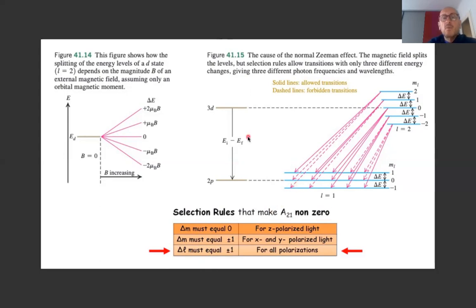How does that come about? Well, this is the D state and this is the P state. So they can always be transitioned between this state and this state, because that will mean that delta L is equal to 1, no, delta L is equal to -1. Why is delta L equal to -1? Because the L of the final state is 1, and the L of the initial state is 2.